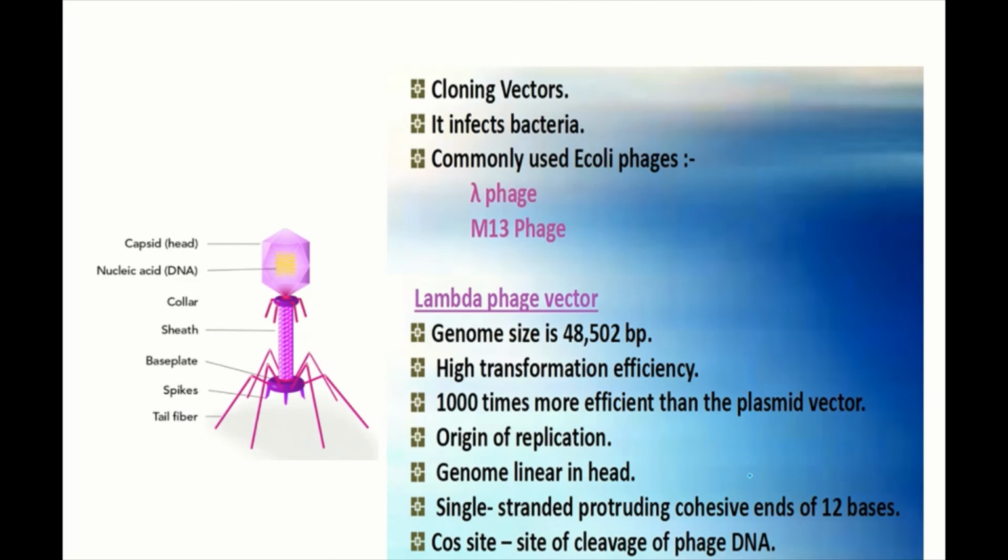So this is how a bacteriophage looks like. You can see it has a capsid, then the place where we host our DNA. In this case, now we are going to put our recombinant copy. Then we have the sheath, the spikes, and the tail fiber. So they infect bacteria. Some of the examples are lambda phage and M13 phage. The genome size is about 48,000 base pairs, and it has high transformation efficiency. It's of course a better version of plasmid vector, 1,000 times.